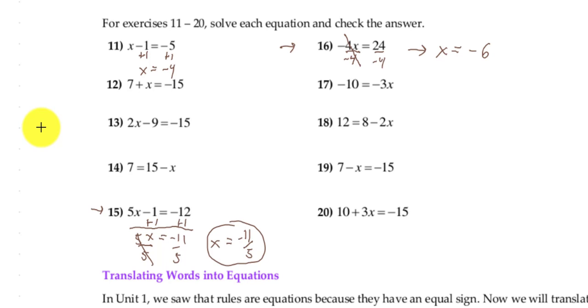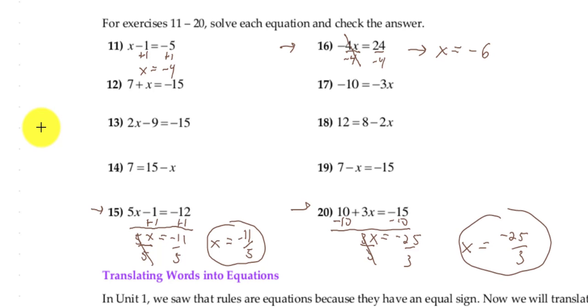And one more just to be safe. If you look at number 20, it's a two-step problem. Again, my goal is to get the x's to one side and the numbers to one side. So if I subtract 10 from both sides, I'm left with 3x equals, let's see, -15 minus 10 is -25. And if I divide both sides by 3, you're left with x equals -25 over 3.